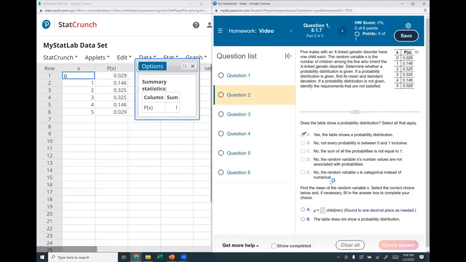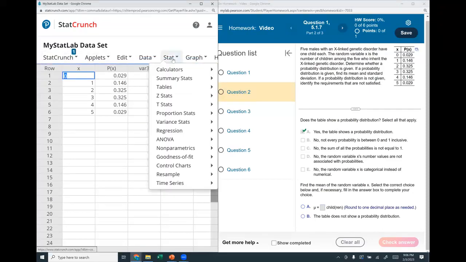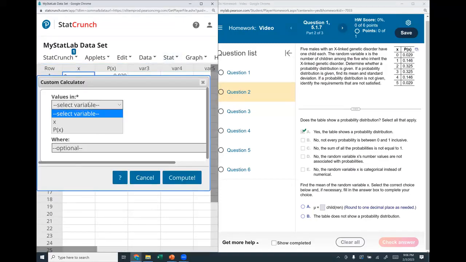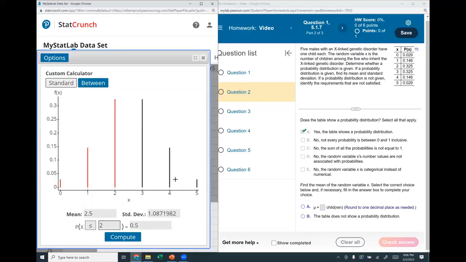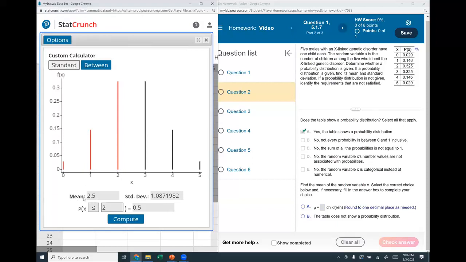Now it says, find the mean of the random variable X, select the correct choice below, and if necessary, fill in the answer box to complete your choice. So we click close. We go to Stat, Calculators, Custom. And our values are in X. Our probabilities are in P of X. That's all I have. But that's all I really need, because now, look, it tells me that the mean here is 2.5.